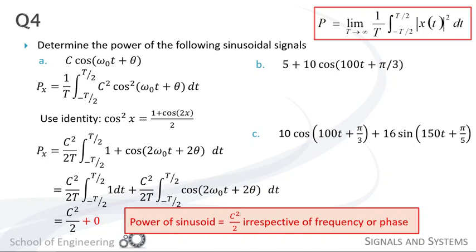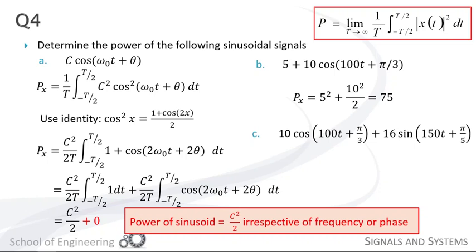Yeah, it is 75. If we look at the 10 cos, just use this: c squared on 2. So you've got 100 on 2, which is 50. What about the constant? If you try a constant, it's just 5, and you do the integral. It's just going to be 5 squared, because you're squaring it and then averaging it out. So a constant value will just be the value squared.